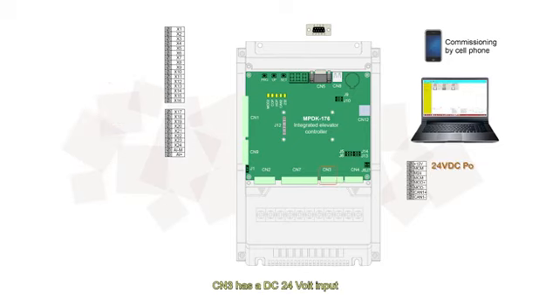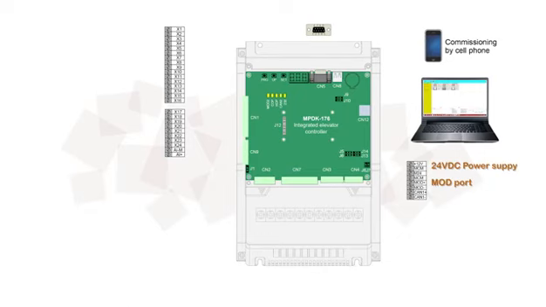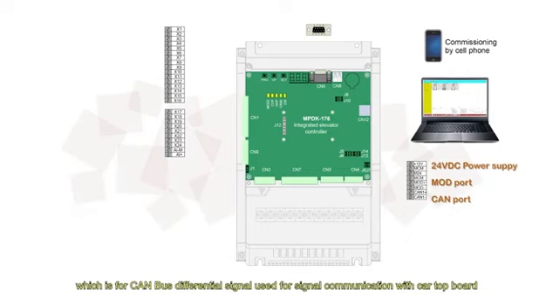CN3 has a 24-volt DC input, which is the power supply of this whole PCB. The second part of CN3 is the MOD communication port, which is for RS-485 differential signal, used for landing call and operation. The third part of CN3 is the CAN communication port, which is for CAN bus differential signal, used for signal communication with the car top board.